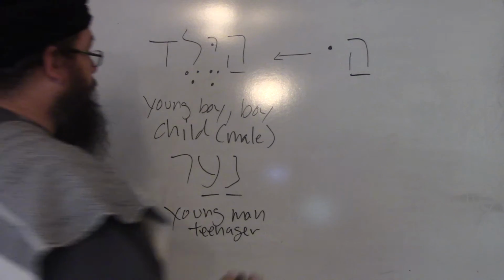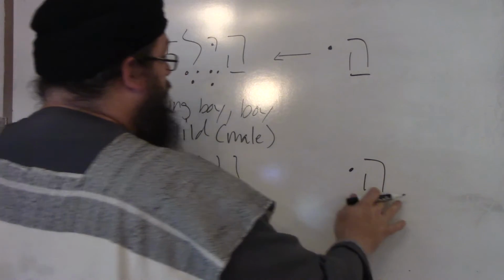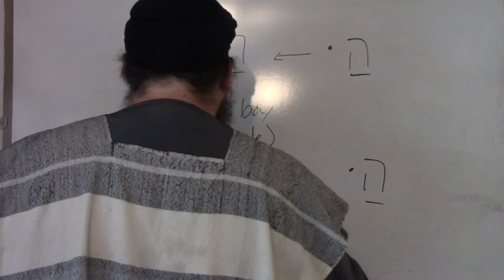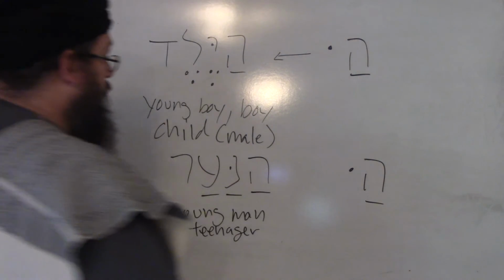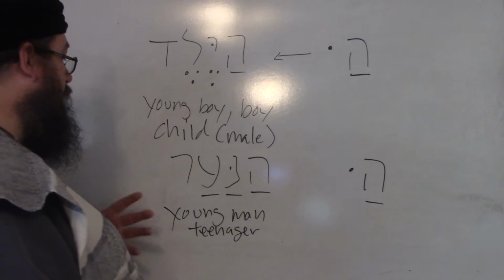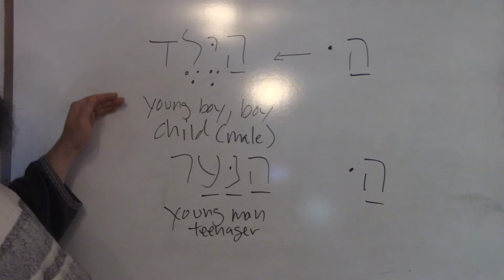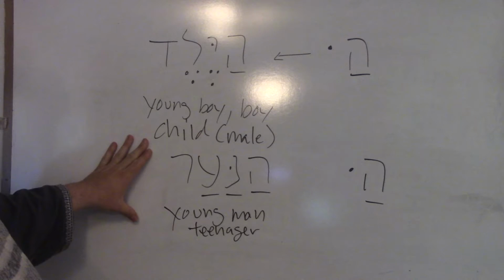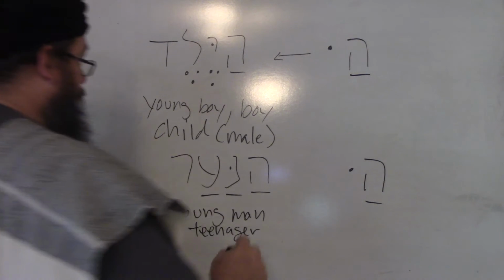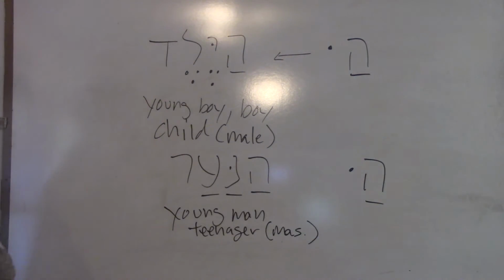And here, the same thing applies. If I want to make this definite, I have hey with the patach, the dagesh there. I add the dagesh to the nun, add the hey in front, and now I have the word ha-na'ar, the young boy, or the young man, excuse me, or the teenager, all right? So hayeled for the young boy, or the child, and hana'ar, the young man or the teenager. Now, of course, remember, if you're looking at teenager, remember that this is only the masculine form, not the feminine form.